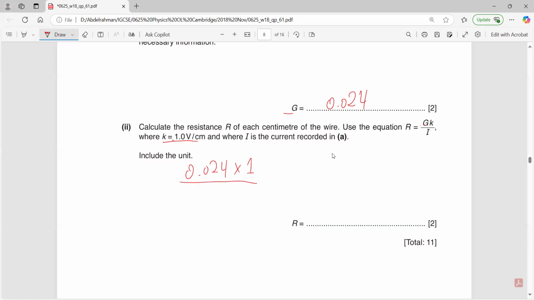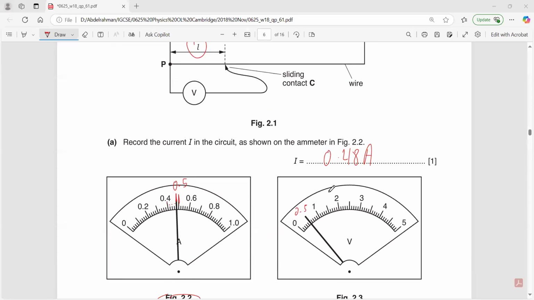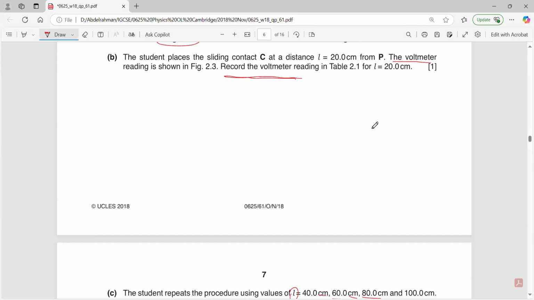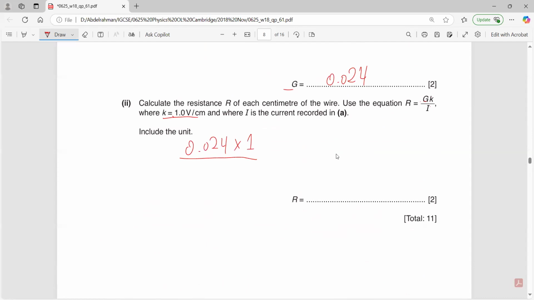What is this, we don't have I. No, you do have I. Where is I? It was the initial current reading which we wrote down here, which was 0.048. So over 0.048.